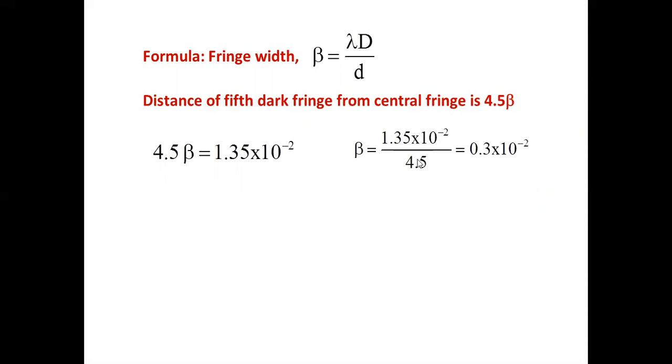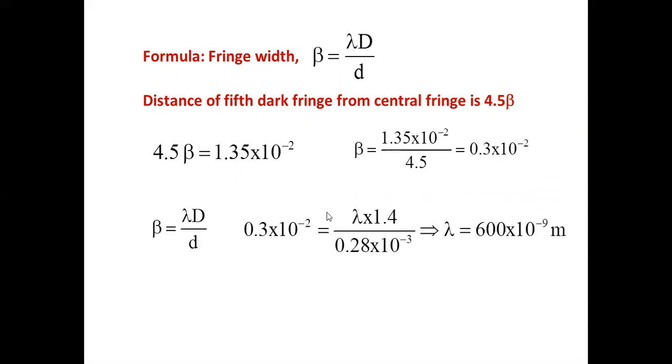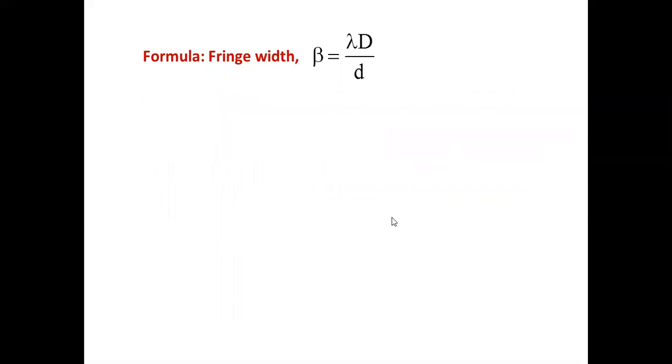So this is 0.3 into 10 to the power minus 2 meters. 0.3 centimeter is the distance between two successive bright fringes. So this is beta. Now once you get beta, you know capital D and small d. Why can't you find out lambda? So beta is equal to lambda D by d, 0.3 centimeters, that is the width of one fringe. Capital D is 1.4 meter away, right?